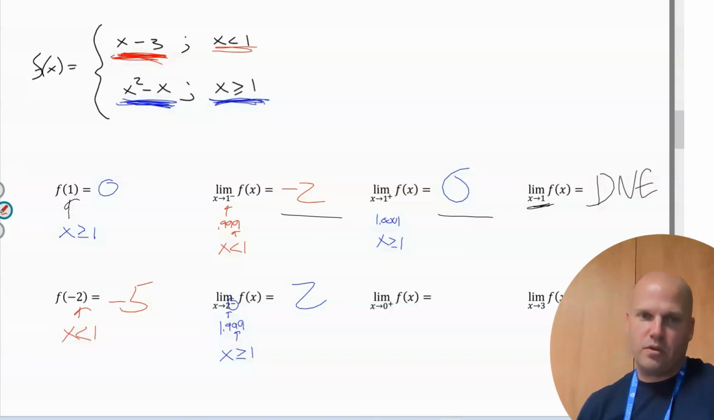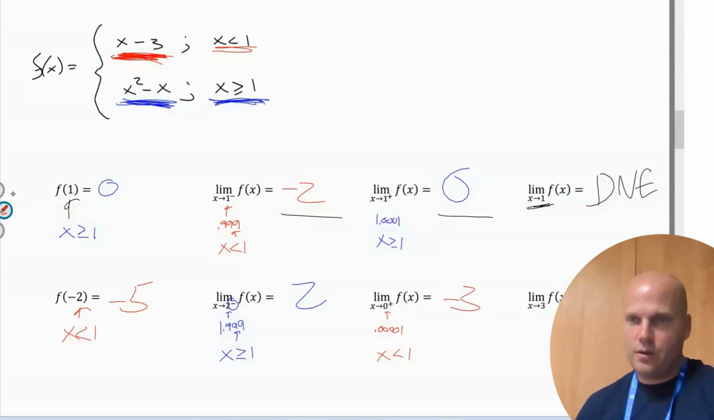What about 0 from the right? I give you this for a reason because I want you to think, oh, I should be plugging in 0 into the bottom piece. But no, 0 from the right is like 0.001. That's a number that is less than 1. I should plug it into the top. When I plug it into the top, I get negative 3.